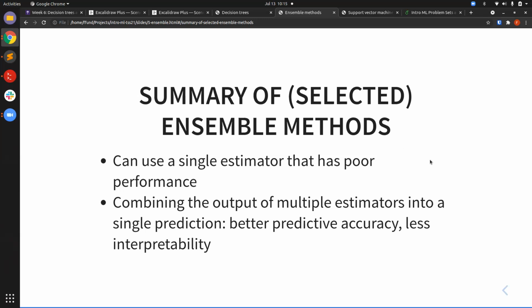Okay, I think that's all we're going to say about trees and ensemble methods. Are there any questions on that before we move on to our second topic? And I know I kind of glossed over the boosted tree, but we'll look at that much more closely on Thursday.